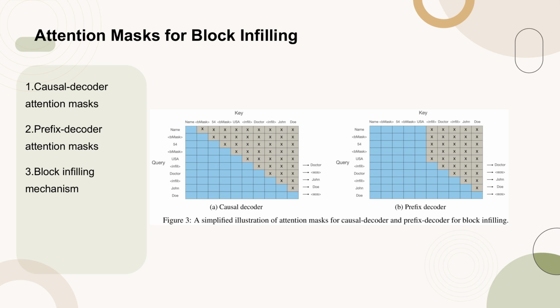Figure 3 provides a simplified illustration of the attention masks used in the causal decoder and prefix decoder models for the purpose of block infilling. The figure highlights the differences in how attention is managed in these two types of decoders, which is crucial for understanding their respective roles in the block infilling process. The causal decoder uses a mask that ensures each token can only attend to previous tokens, while the prefix decoder allows for a more flexible attention mechanism, enabling tokens to attend to both previous and subsequent tokens within a defined prefix. This distinction is key to the effectiveness of block infilling in these models.